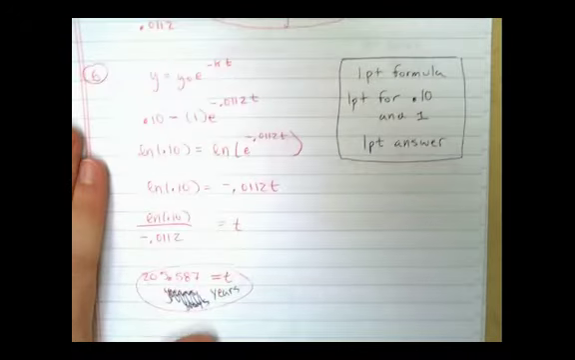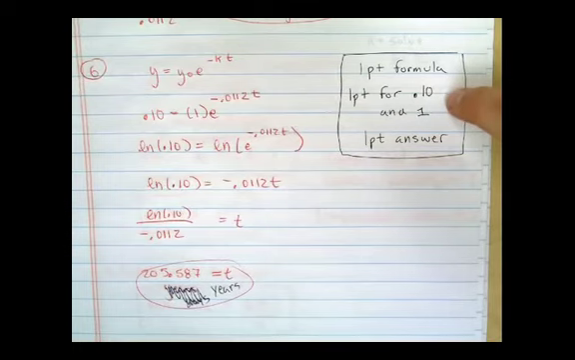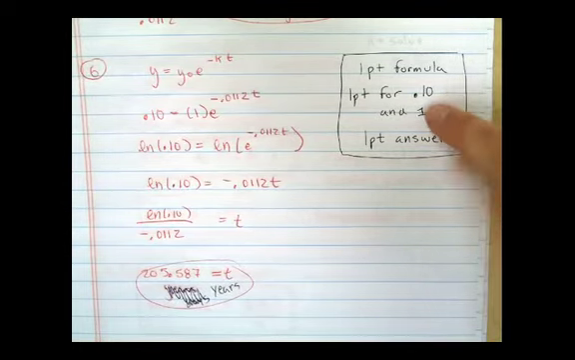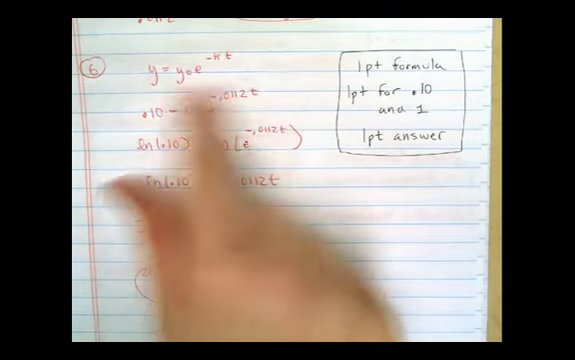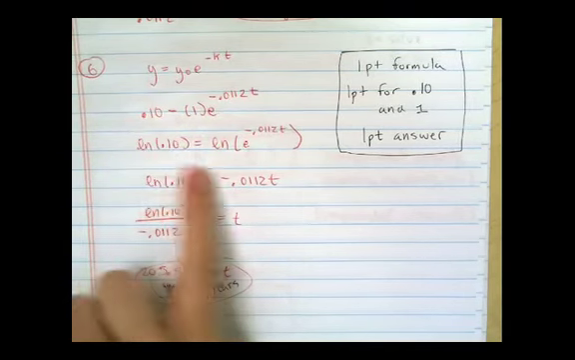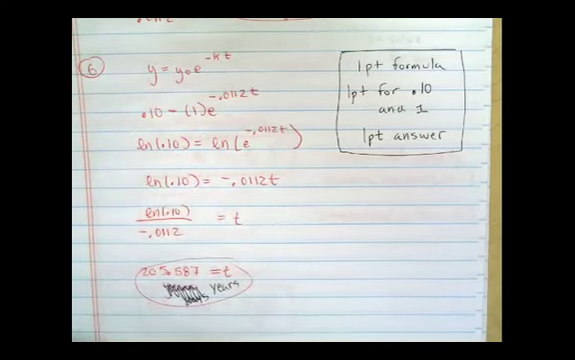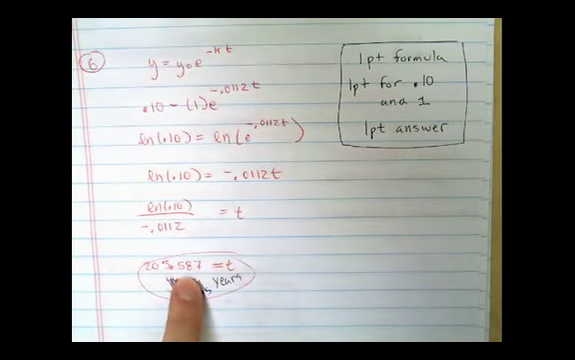And then the last question, question 6, here's how it's going to be graded. 1 point formula, 1 point for getting the 10% and the initial value of 1 in there correctly, and 1 point for the answer. So we've got, here's our formula, plug in 1 and 0.10, solve using natural log on both sides, and divide this away, and you get 205.587 years. So 205.587.